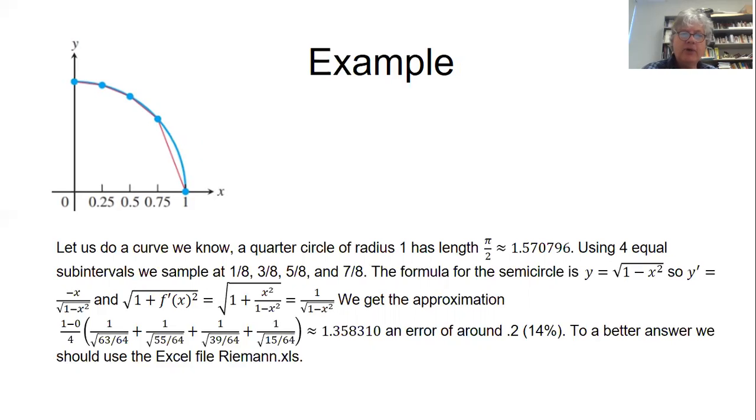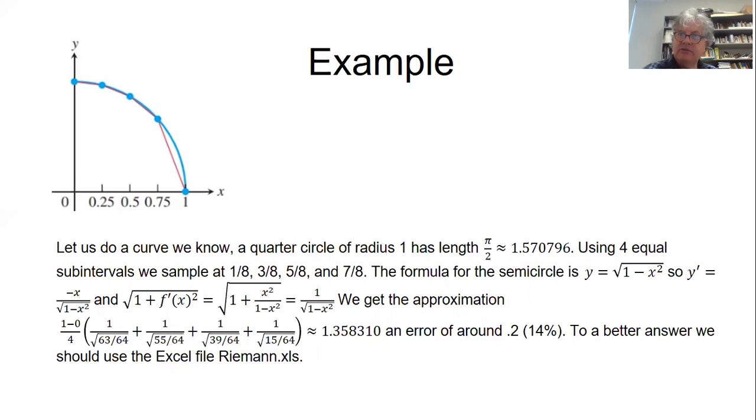So I'm using 4 equal subintervals. I'm sampling at the midpoints. So since my intervals are 0 to a quarter, quarter to a half, half to 3/4, 3/4 to 1, my sampling points are 1/8, 3/8, 5/8, and 7/8. Now the formula for a semicircle is square root of 1 minus x squared.